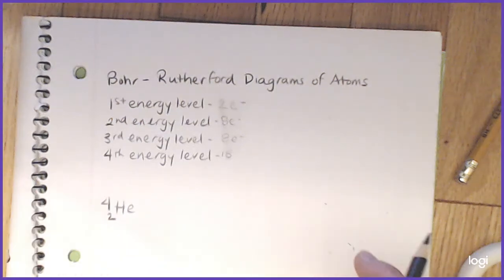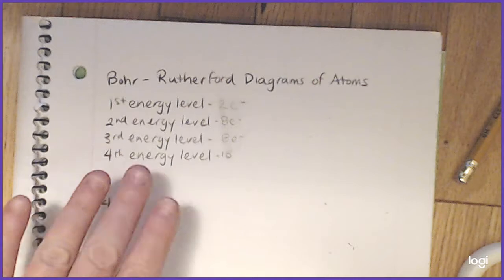What we're going to do now is take that information of our number of protons, electrons, and neutrons and use that to draw diagrams of the atoms. The type of diagrams we're going to be drawing are called Bohr-Rutherford diagrams. Here's a little rule before we start.